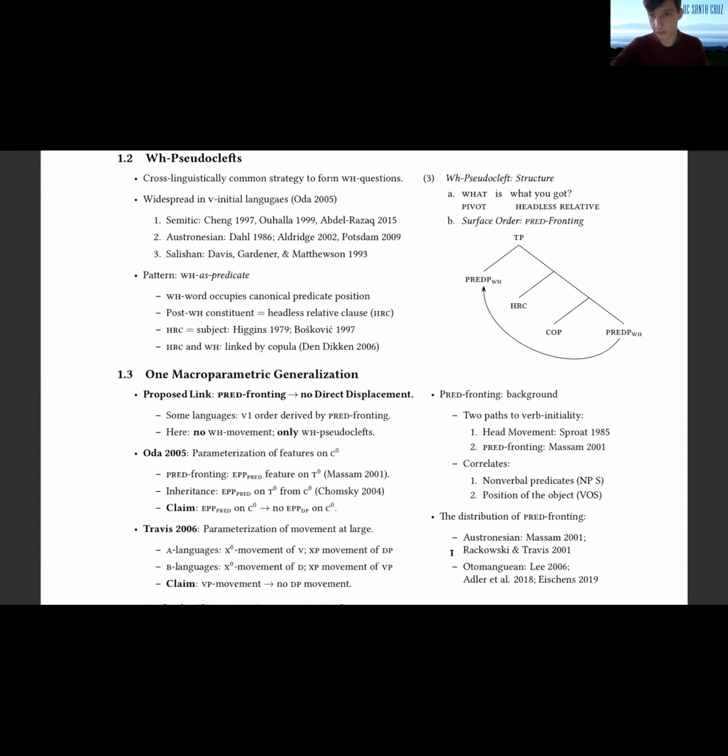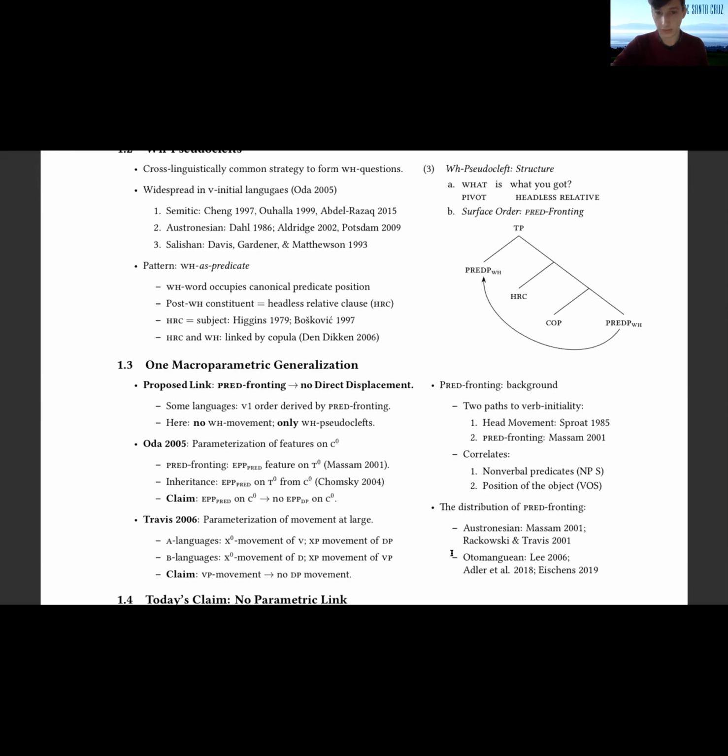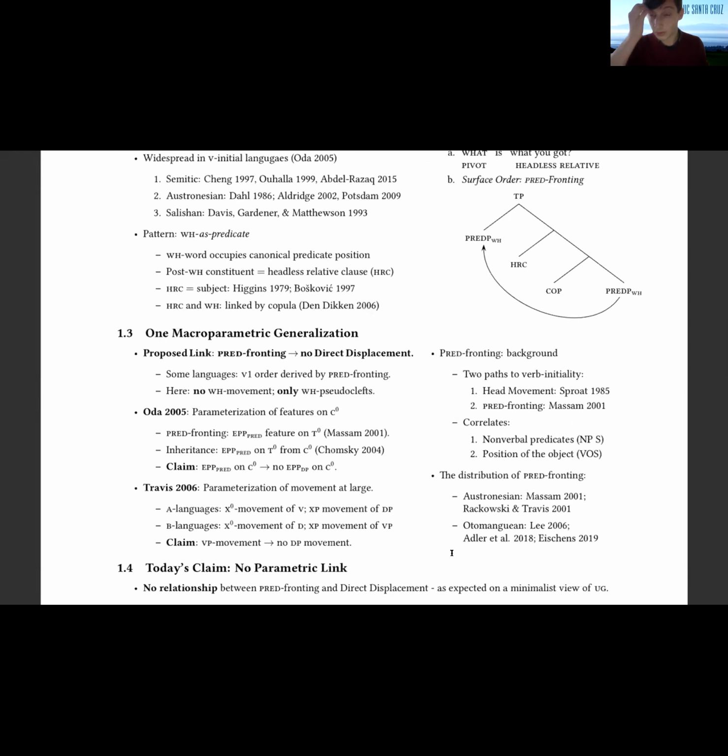Now, this has been cashed out in a variety of ways, but the generalization exists. And today I'm going to show that there is a counterexample, and this is really not a generalization that is terribly strict. There's probably not a macro parametric link between an operation of predicate fronting underlying word order and a ban on direct displacement of argument WH words.